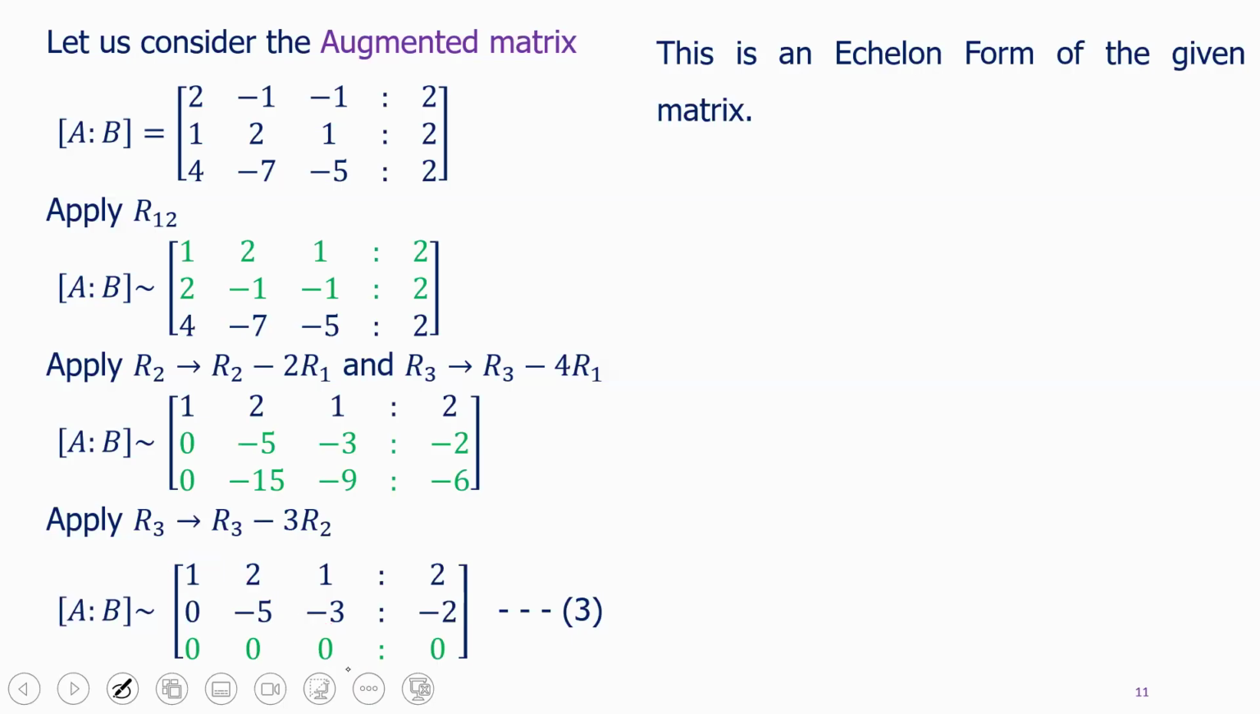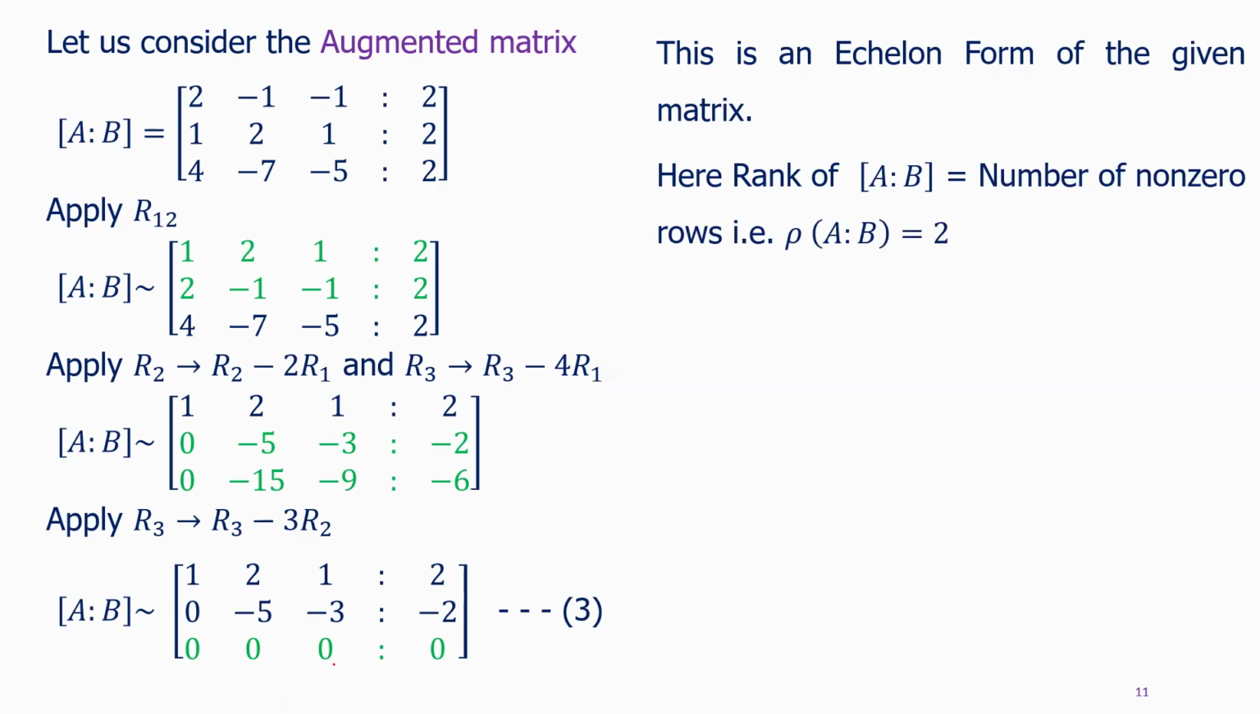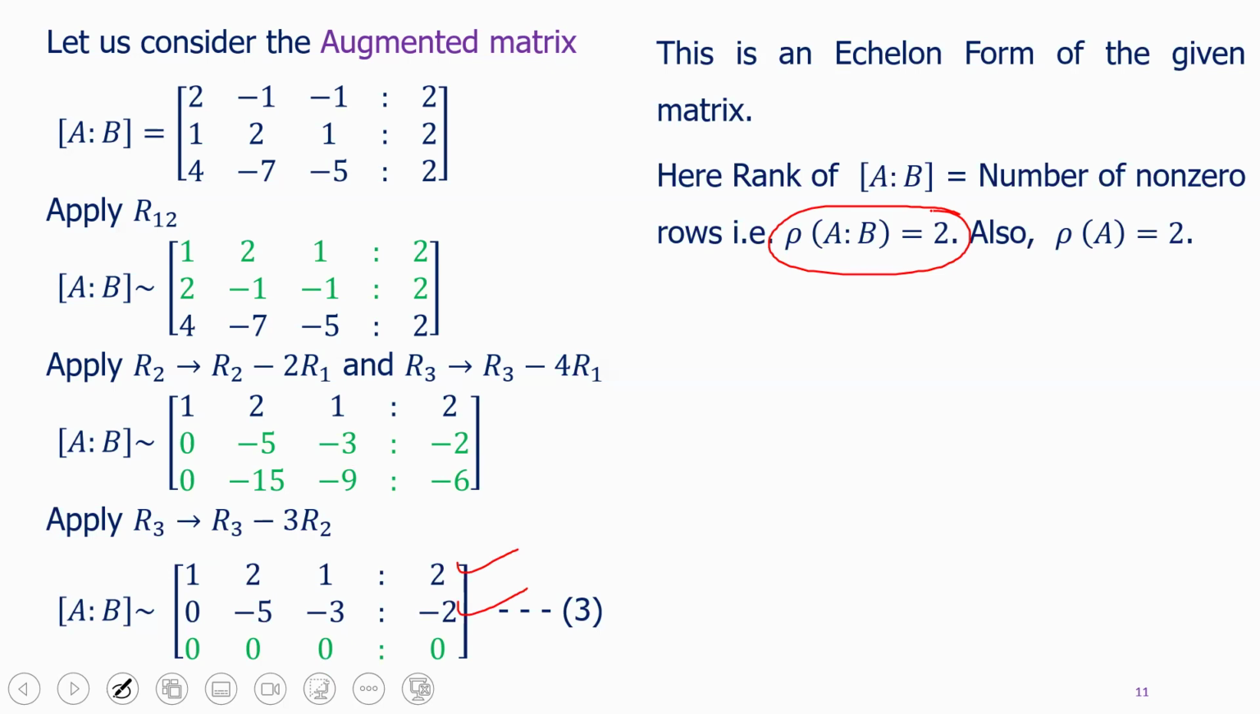Now, let us find out the rank of the augmented matrix and the rank of the coefficient matrix. So clearly, the last row is 0, 0, 0. So there are only two non-zero rows, the first two rows. So the rank of the augmented matrix is 2. And also, if we consider the first part, again we have two non-zero rows. So the rank of the coefficient matrix is also 2. So clearly here, the rank of A is equal to the rank of the augmented matrix, both are the same.